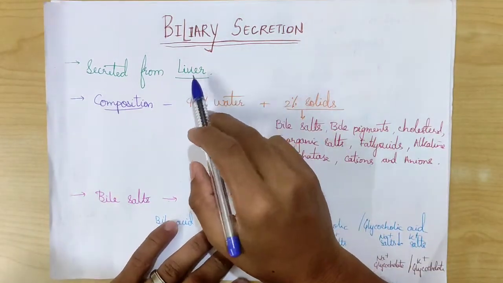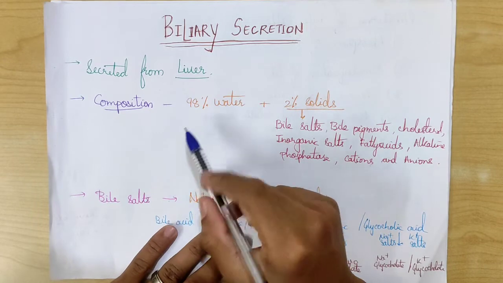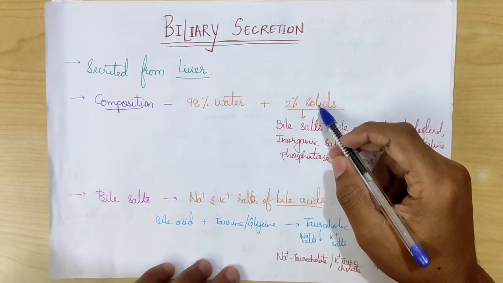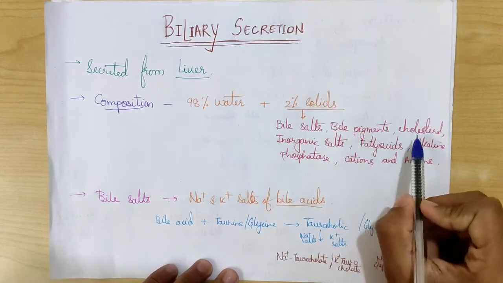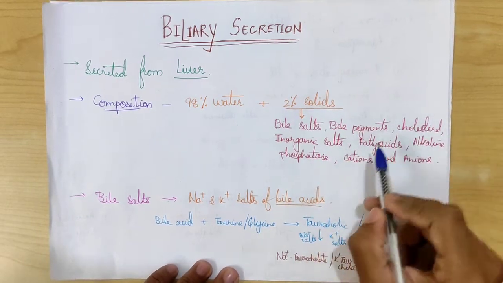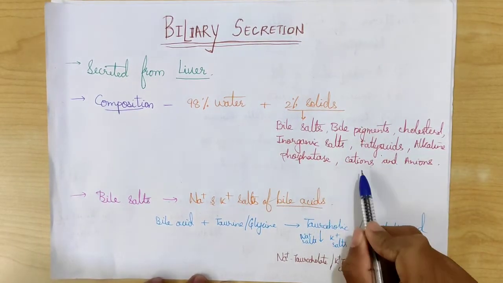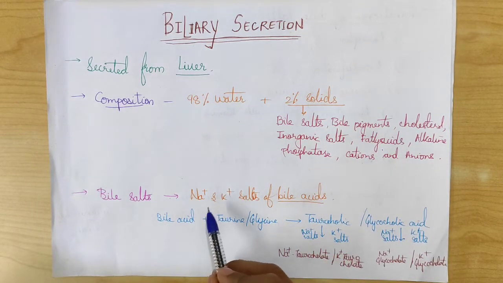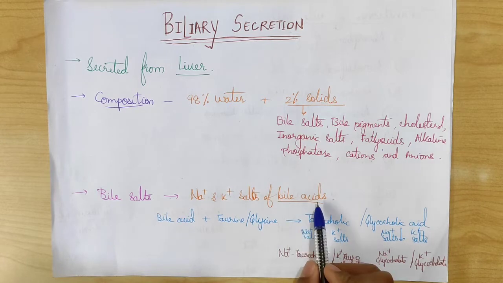The bile is secreted from the liver. Its composition is 98% water plus 2% solids. These 2% solids contain bile salts, bile pigments, cholesterol, inorganic salts, fatty acids, alkaline phosphatase, cations and ions. So these bile salts are actually the sodium and potassium salts of the bile acids.